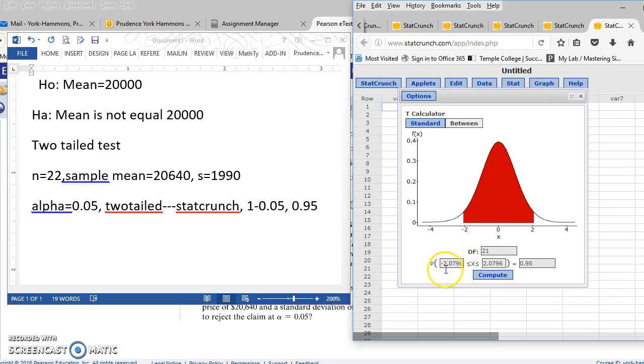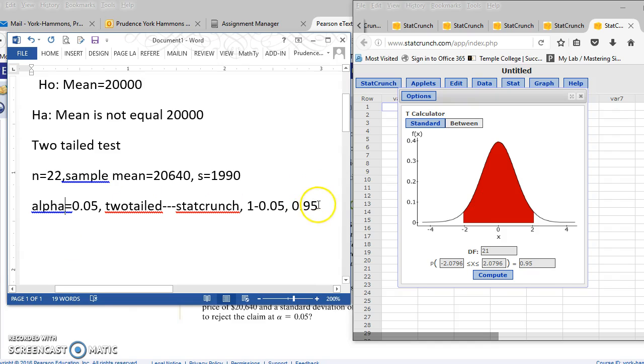And you can see that the values are between negative 2.0796 and 2.0796. That is where we fail to reject. So the rejection region is going to be if your test statistic is less than a negative 2.0796, or if your test statistic comes out being greater than a positive 2.0796. So let's run the test.